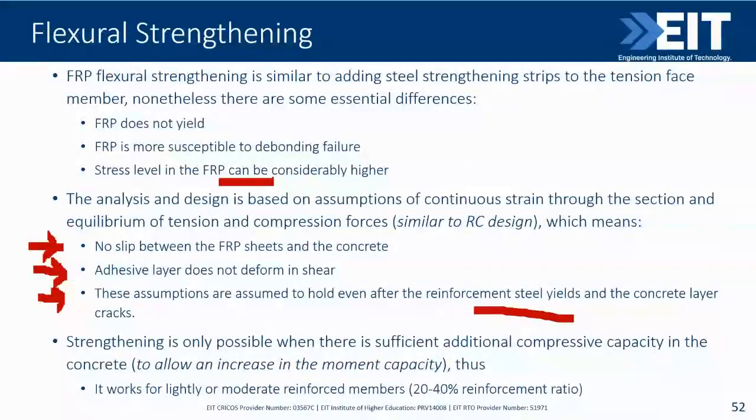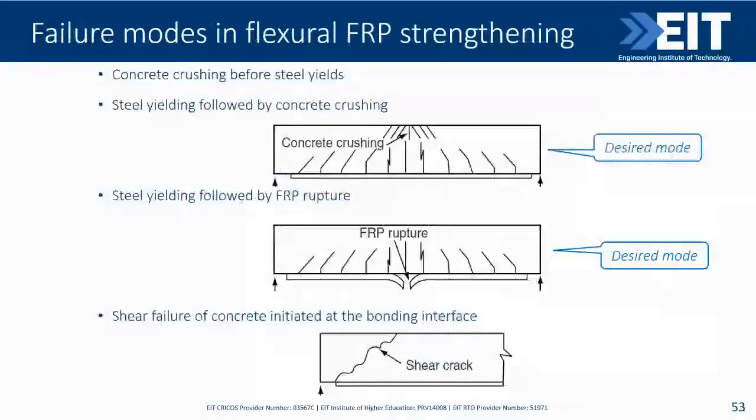Altogether, this strengthening is only possible when there is sufficient additional compressive capacity in the concrete, because the concrete must allow the increase in the moment capacity. Otherwise, we wouldn't achieve anything. And this is possible with a relatively low reinforcement ratio. The failure modes, I will probably skip, we'll see.